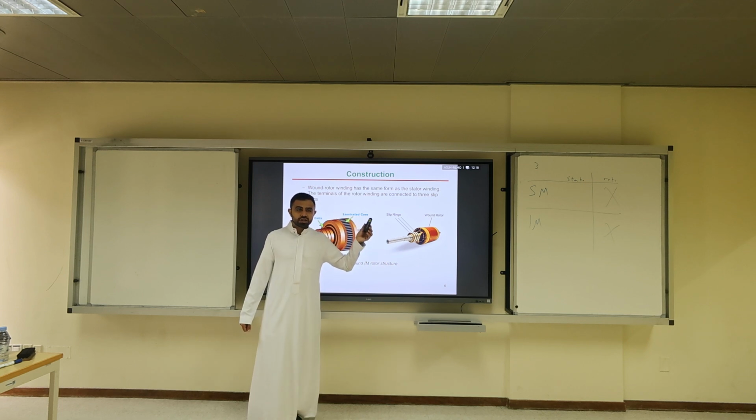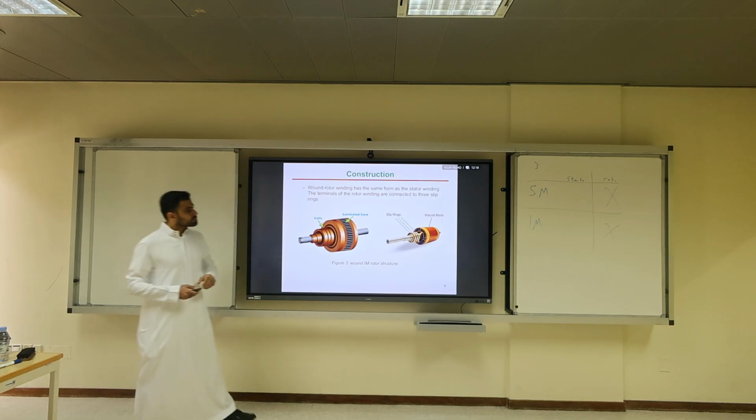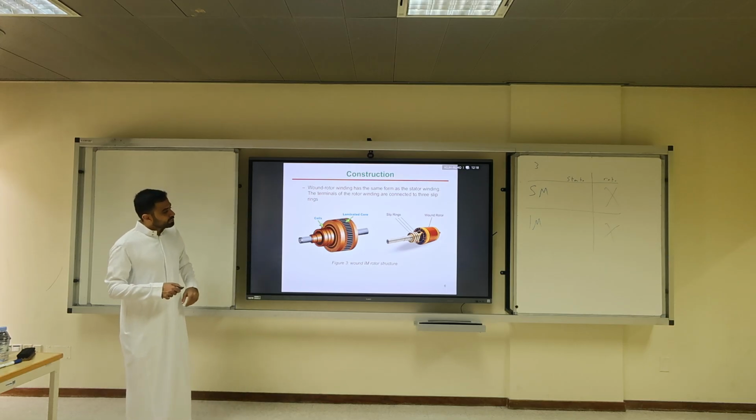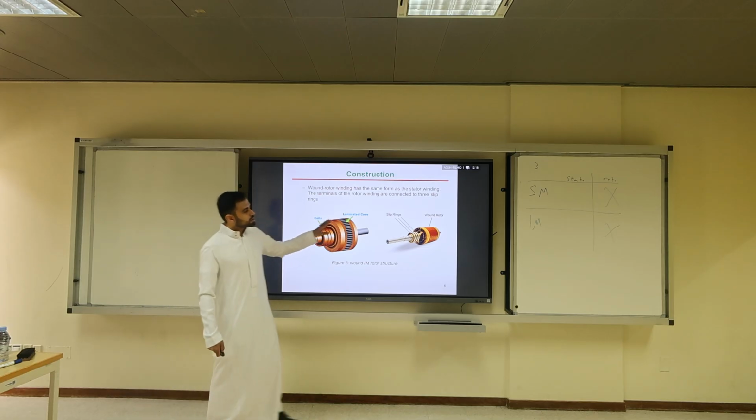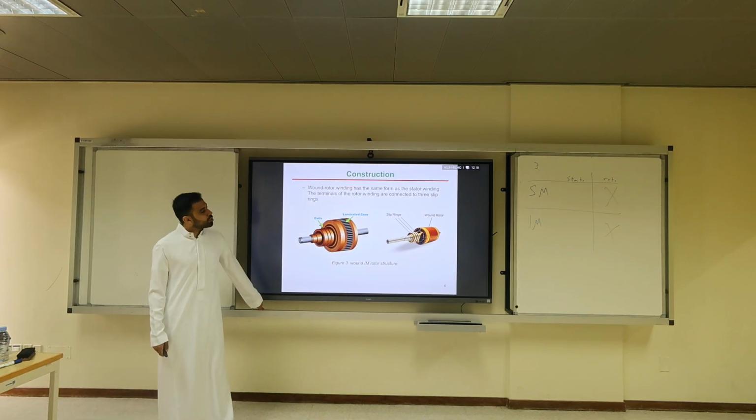Again, for induction, most of them are what? Squirrel cage, unless otherwise specified. So here we have laminated core, here we have coils, here we have slip rings. So this is the wound rotor.